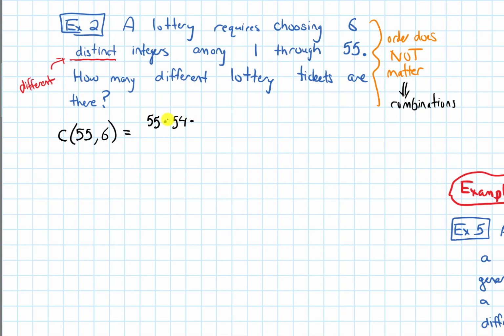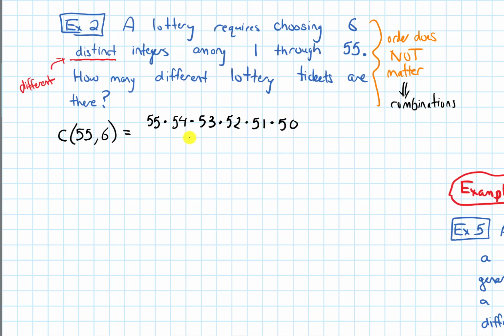Then for the third number, we could pick anything except for what we picked for the first 2 numbers. So that gives us 53 choices. And we just keep going like this, and we have to, in total, pick 6 numbers. So I should be multiplying 6 numbers. So 55 times 54 times 53. Then I do times 52 times 51 times 50.